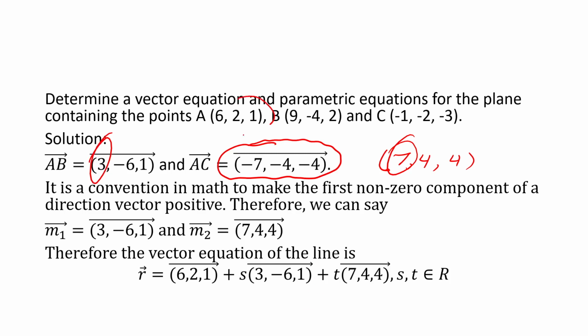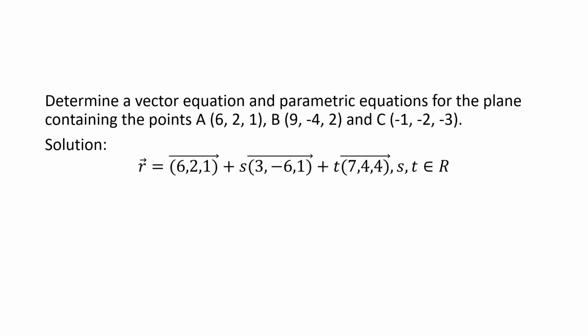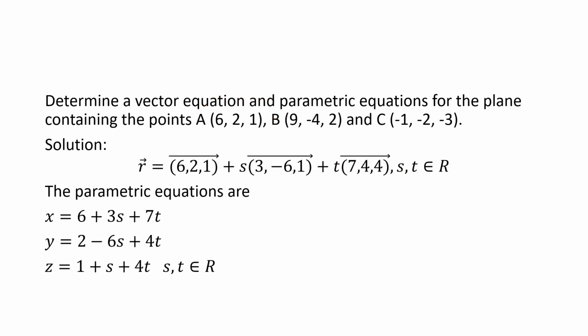I have my position vector from earlier, which is the vector 6, 2, 1. And I just pick a parameter s to go in front of the first direction vector and a parameter t to go in front of the second direction vector. And I have what I need. The parametric equations would be 6 plus s times 3 plus 7 times t, which will be the equation for x. A similar process gives us the equation for y: 2 minus 6s plus 4t. And for z: 1 plus s plus 4t.